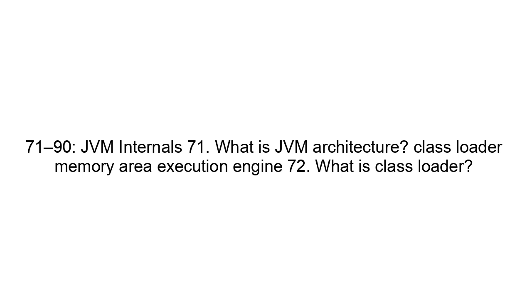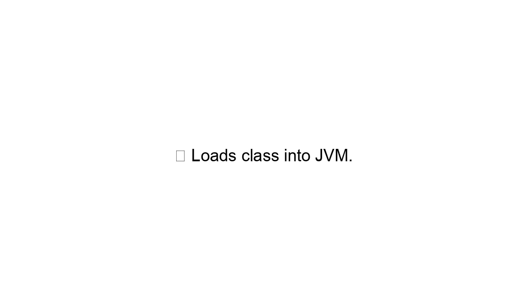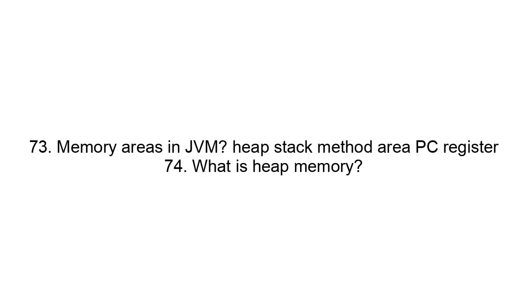71 to 90: JVM internals. 71. What is JVM architecture? Class loader, memory area, execution engine. 72. What is a class loader? Loads classes into the JVM. 73. Memory areas in JVM? Heap, stack, method area, PC register.